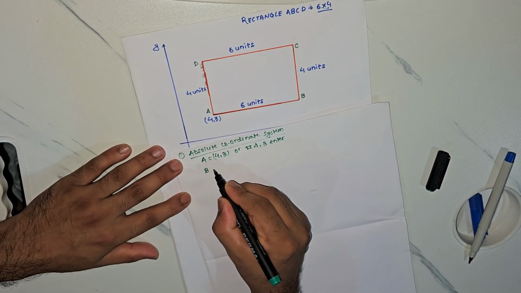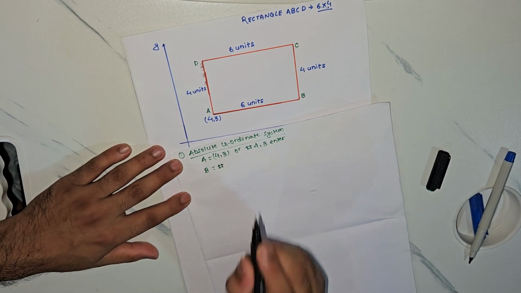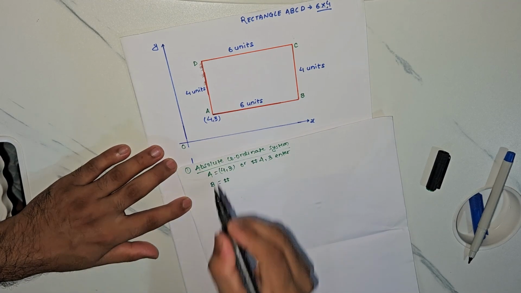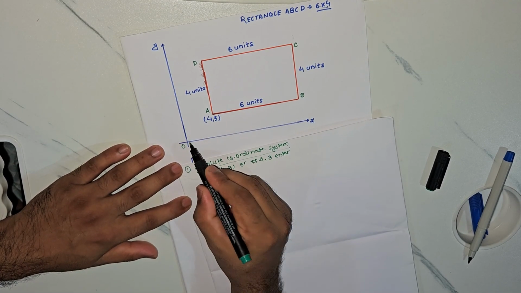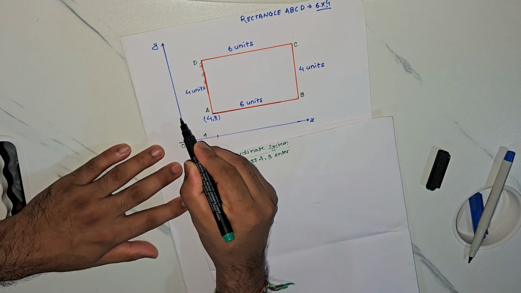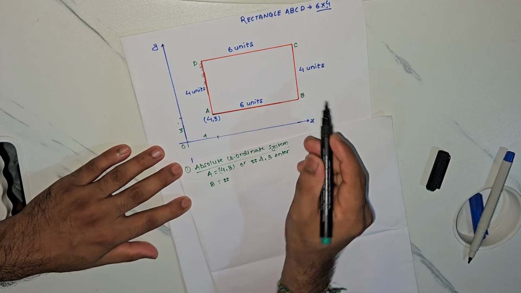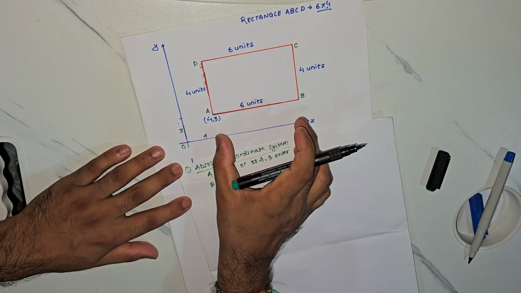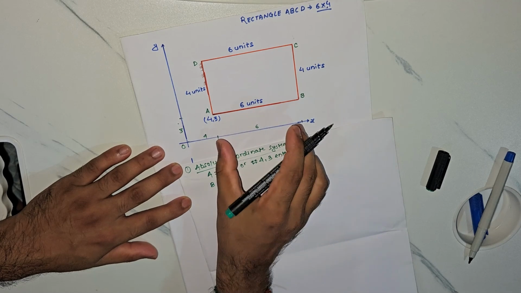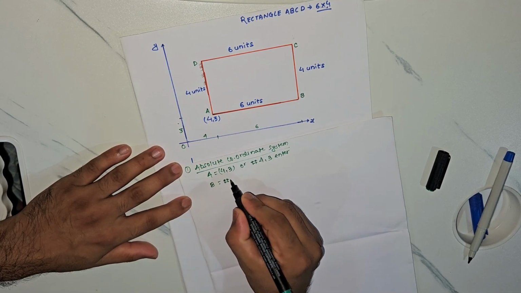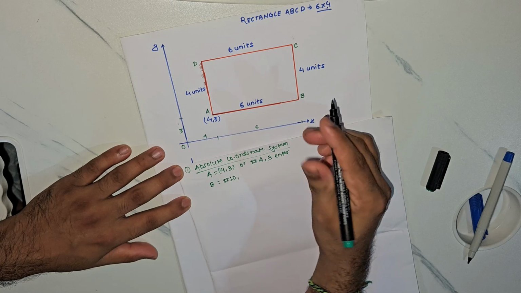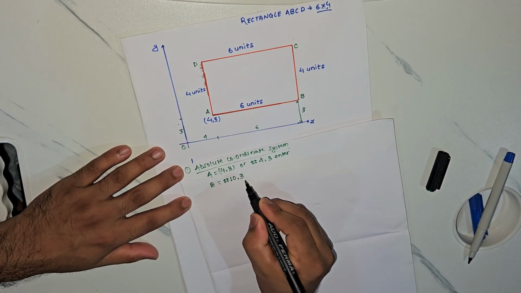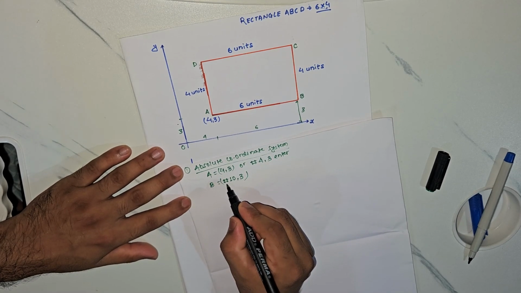For point B, you can write hash. What I have told you, the absolute coordinate system will be measured from the origin O. Here for A, this distance is 4 and this is 3. Now for B, this distance is 6, so the total distance from the origin will be 6 unit plus 4 unit, this will be 10 comma this height is 3. So 10 comma 3. Don't forget to write this hash.